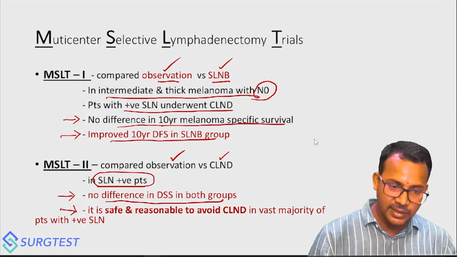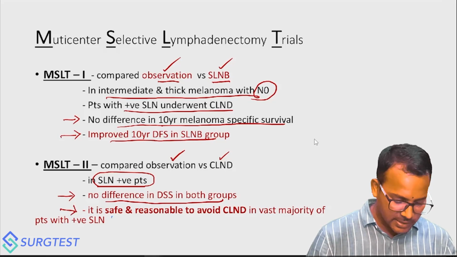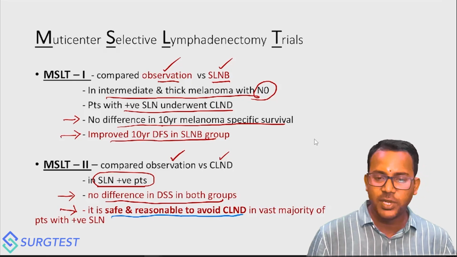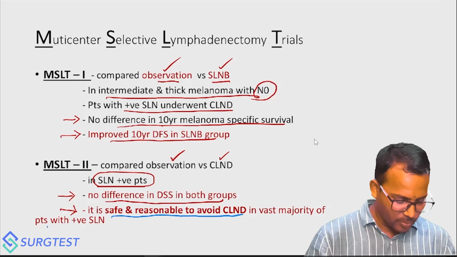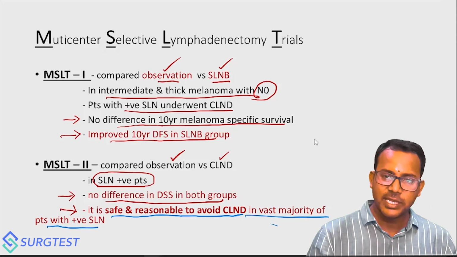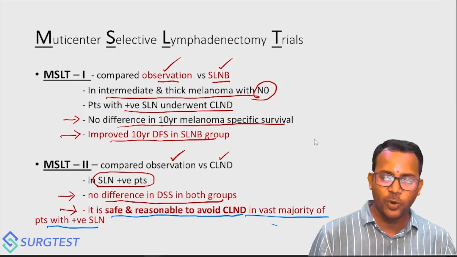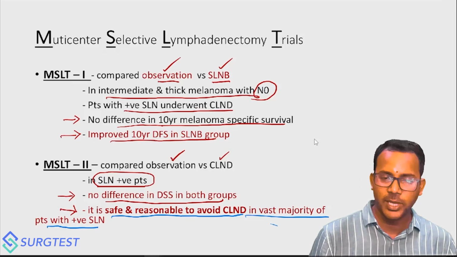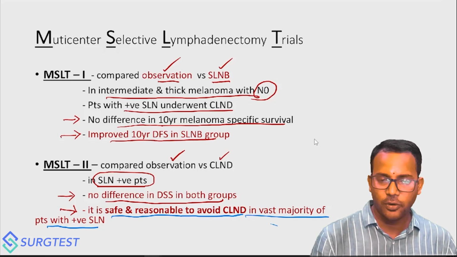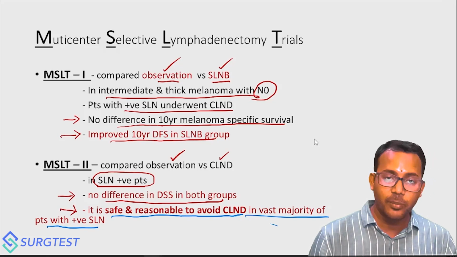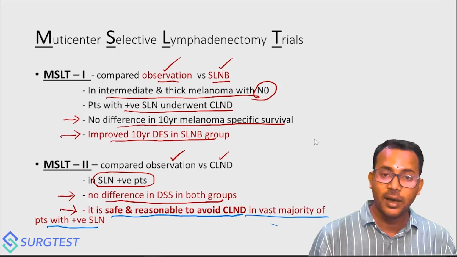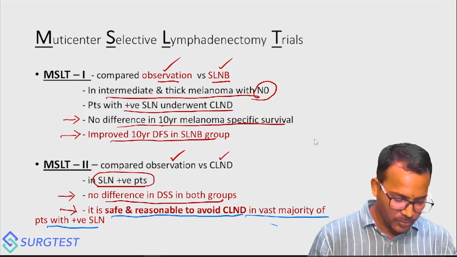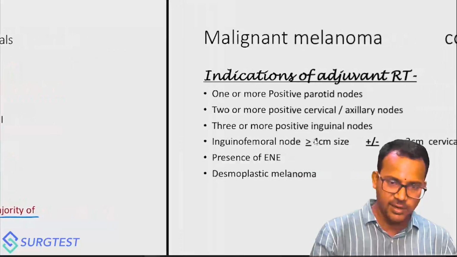However, they added that it is safe and reasonable to avoid completion lymph node dissection in the vast majority of patients with positive sentinel nodes. So this observation of patients with positive sentinel nodes is based upon MSLT2, and also the German DeCOG study that I have already mentioned. However, keep in mind that completion lymph node dissection will be required for those patients with high risk features like extranodal extension, an increased number of nodes, or a high nodal burden. For those patients, completion lymph node dissection is indicated.